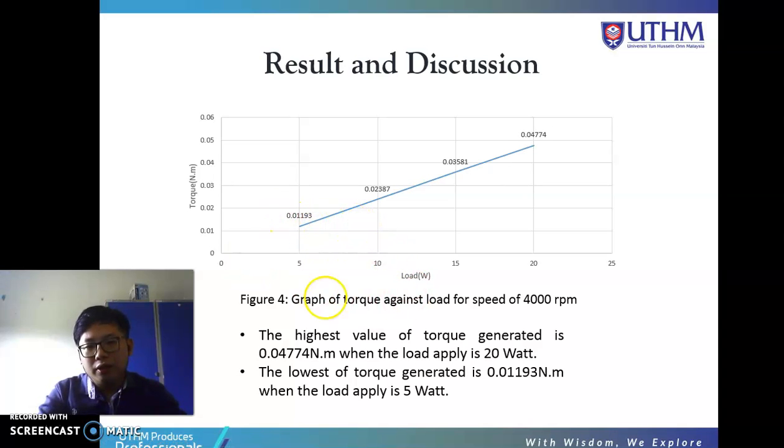And the last graph is the graph of torque against load for a speed of 4000 rpm. From the graph plotted, the highest value of torque generated is 0.4774 Newton meter when the load applied is 20 watt, and the lowest value of torque generated is 0.01193 Newton meter when the load applied is 5 watt.